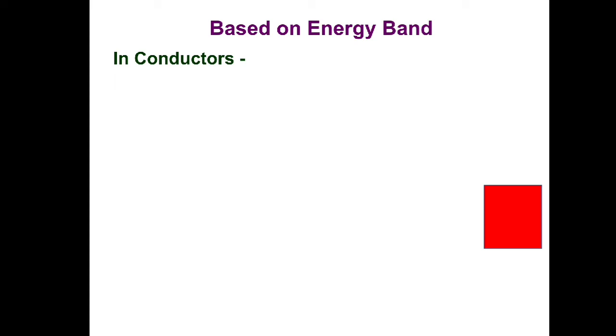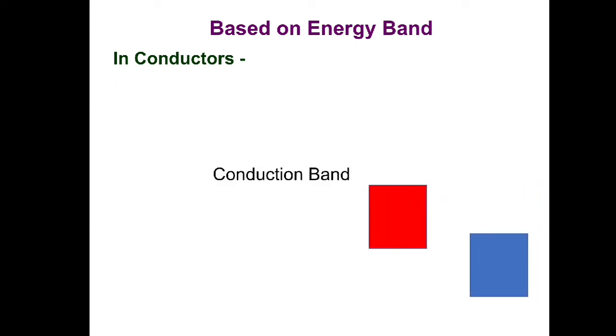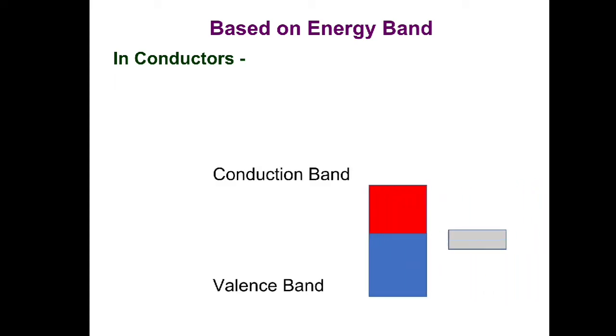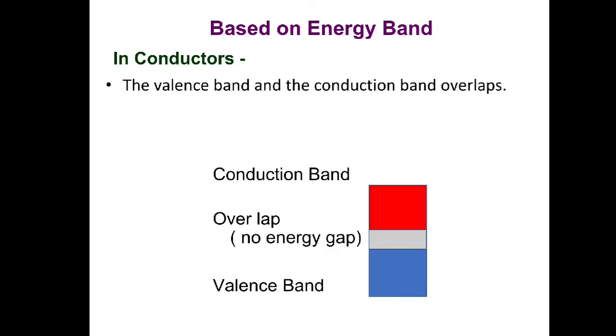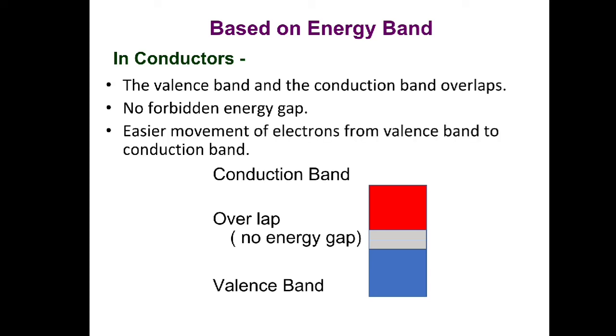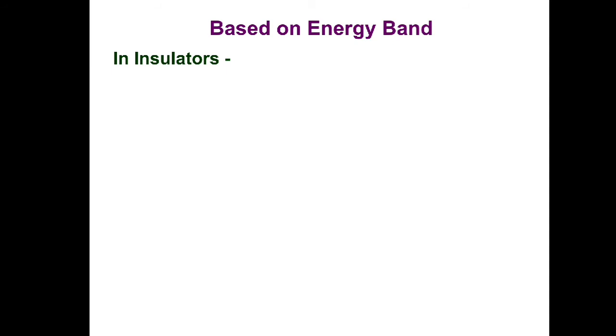Based on energy band, let us consider these 3 different bands. You can see in the case of a conductor, the conduction band and valence band are overlapped, which means there is no energy gap between the conduction band and valence band. Therefore there is easy movement of electrons from the valence band to the conduction band, and hence conduction takes place very quickly. Therefore the flow of electrons is easy. It is treated as a conductor.